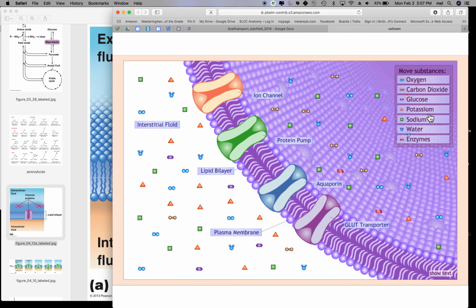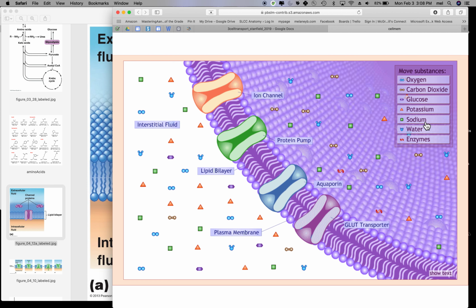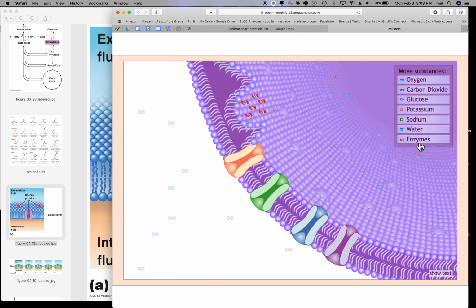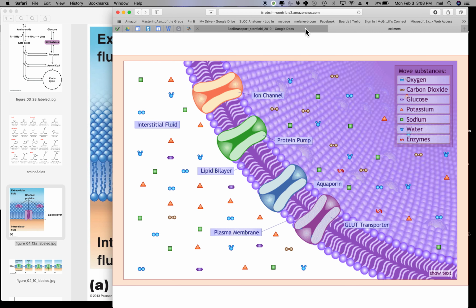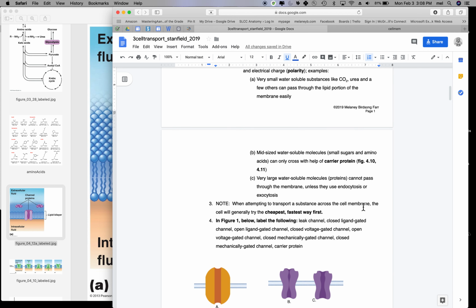And when I'm moving sodium and potassium against their concentration gradient, they have to use a pump because it's going the wrong direction. It's basically like getting water to go uphill, up its concentration gradient instead of down its concentration gradient. And last but not least, how about I just made some insulin inside the cell. It is water soluble, won't fit through a channel, won't fit through any of these carriers. How do I get it out still? I'm going to use exocytosis, which is a type of vesicular transport. So you need to get used to those kinds of thought processes. Okay, so cheapest, fastest way first.